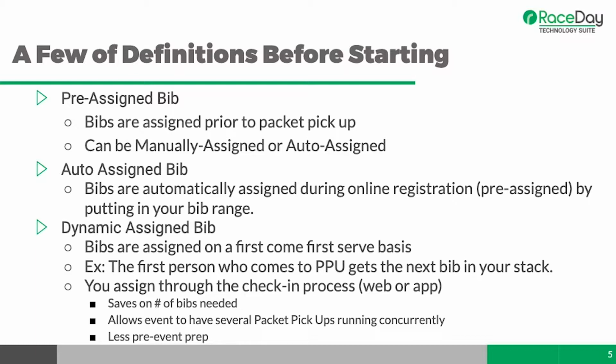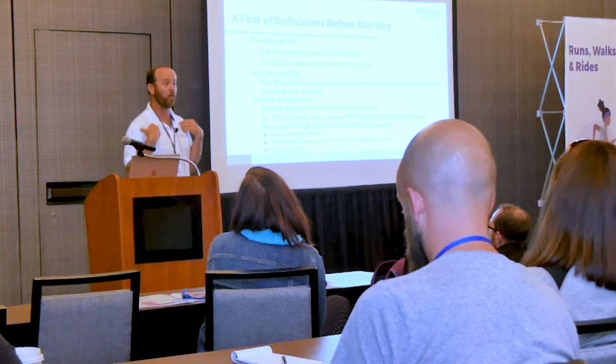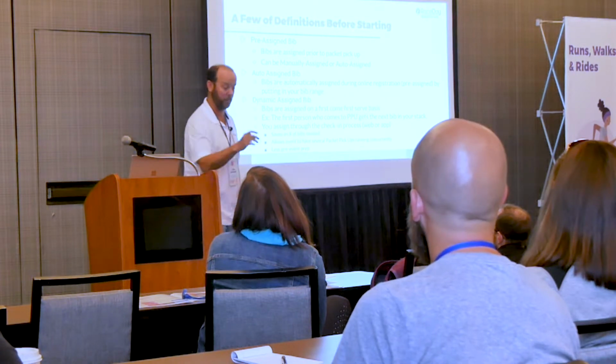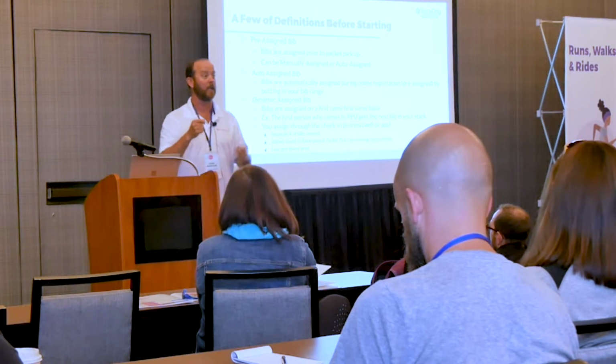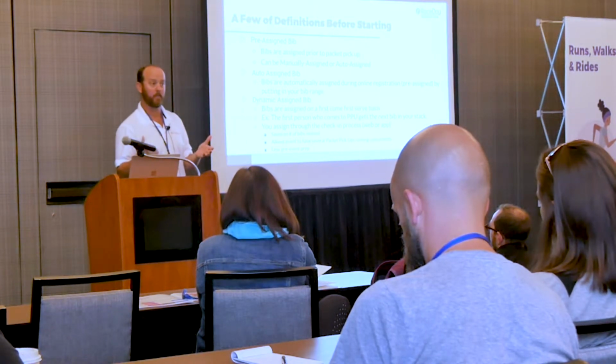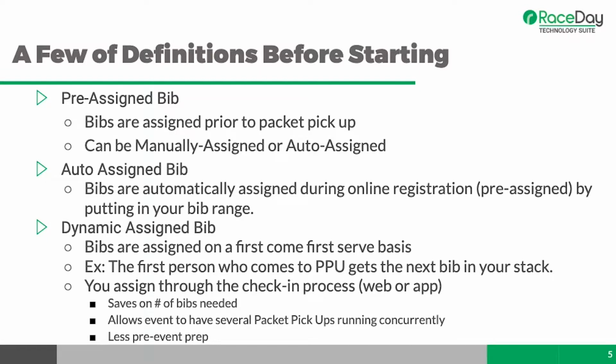Okay? Dynamic bib assignment is kind of a cool catchphrase, and I want to make sure we're talking about the same thing. So dynamic bib assignment is bibs assigned on a first come, first served basis. The first person I walk up as to packet pickup picks up whatever bib is in front, and dynamically, at that time, it's assigned to me, and that's how I get my bib. You can do this through the Check-in app process, web or the app, and it saves the number of bibs, it allows you to have several packet pickups running concurrently, and there's less pre-event prep.